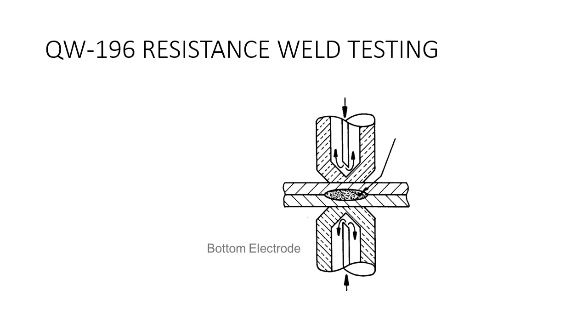QW196 covers resistance weld testing. I haven't dealt with this very much either, but it's out there, it exists. You're basically taking 2 electrodes and a couple of little thin pieces of sheet metal. You put your 2 electrodes on either side of it, sends a bunch of electricity through there, and you end up making a spot weld or a little spot resistance seam weld. I'm not very well versed in the resistance welding vocabulary, but I know it exists and I could probably read up on it. But just realize that if you have to do resistance weld testing, QW196 is where you go.